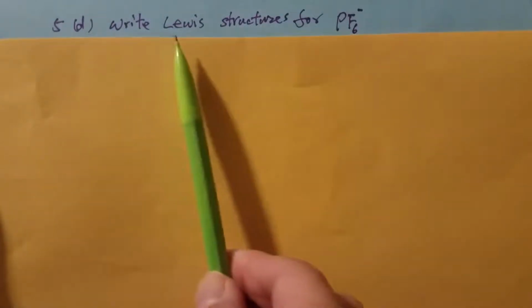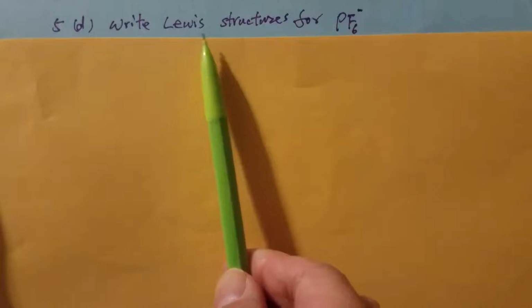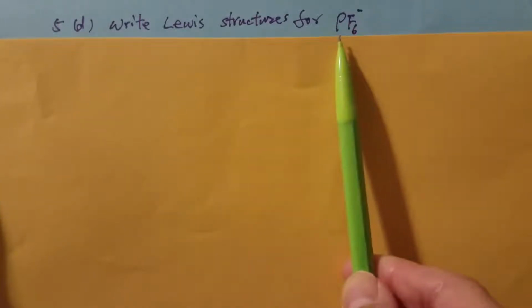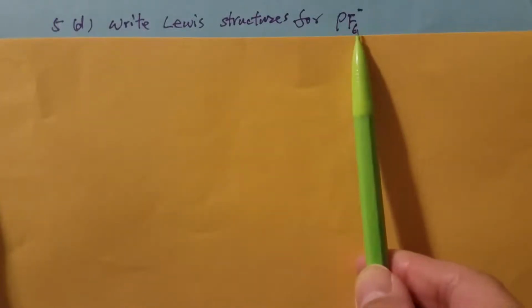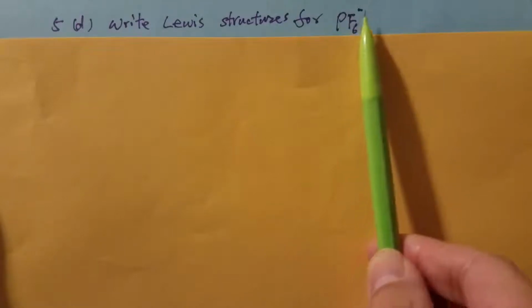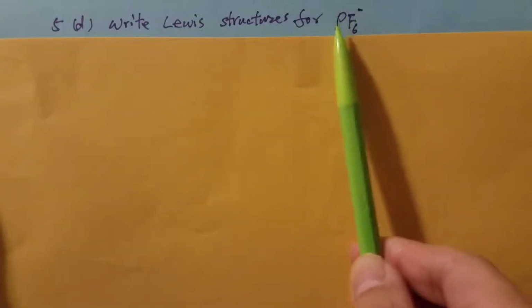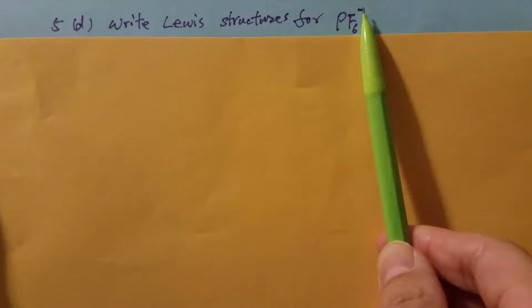This is chapter 7, Lewis structures, homework problem 5D. Write Lewis structures for phosphorus hexafluoride, and this is a polyatomic ion, carries one charge.